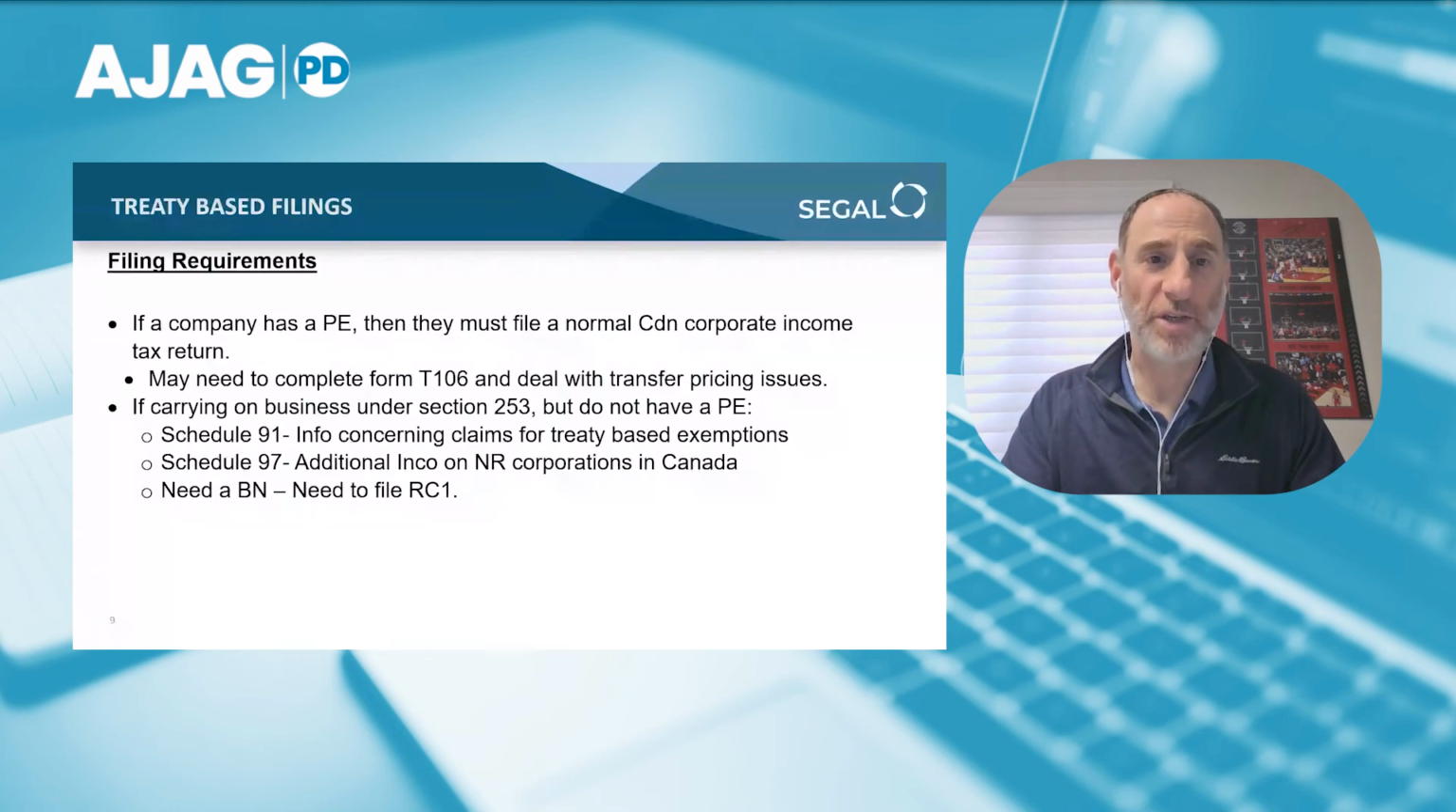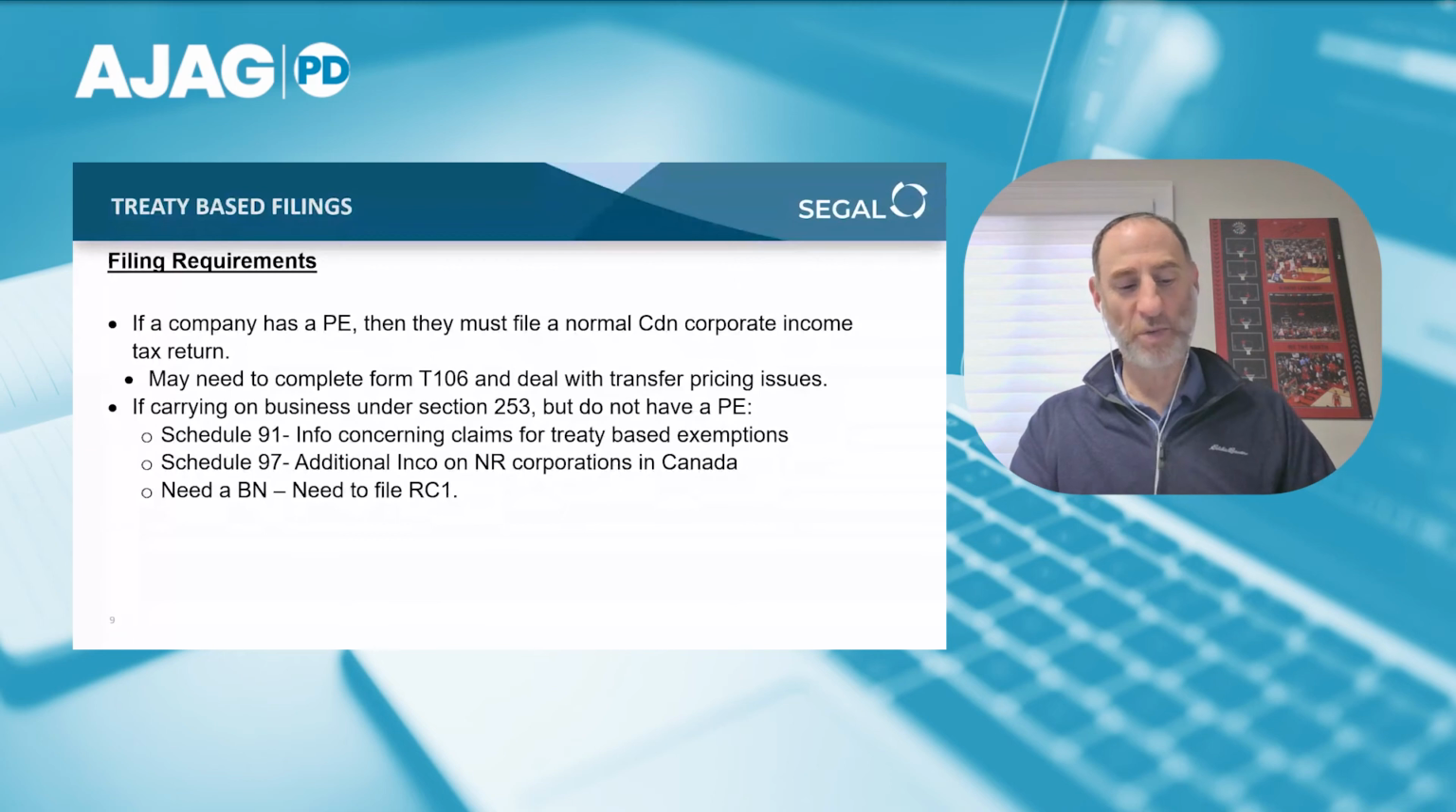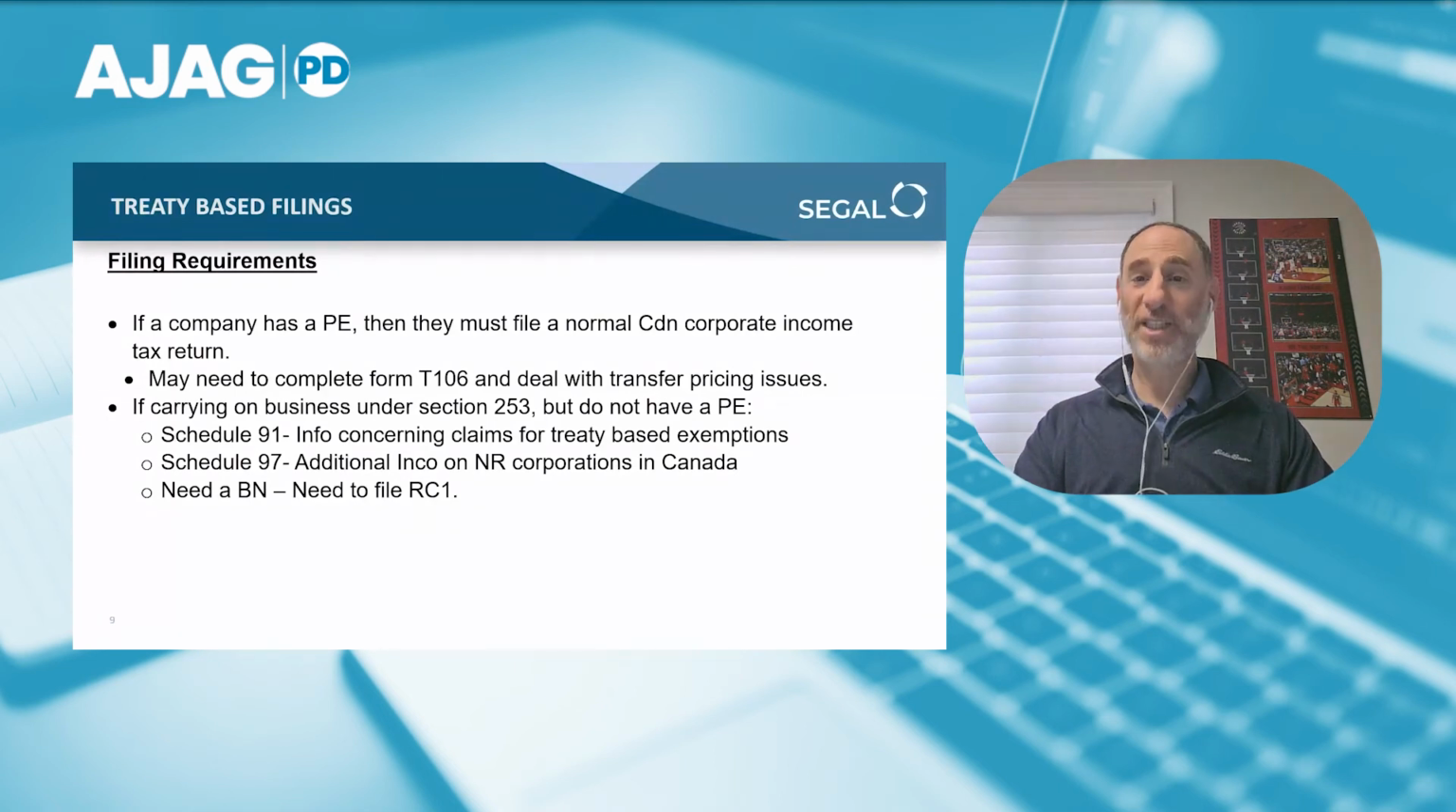The other thing to be aware of is if you are carrying on a business but don't have a permanent establishment, there still is the requirement to file a Canadian tax return. And this is what's called a treaty-based disclosure. On this tax return, essentially you fill out a jacket. You do not have to send an income statement, but you do have to complete Schedules 91 and 97.